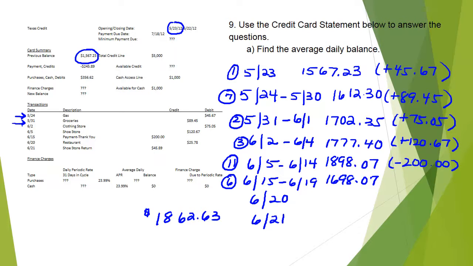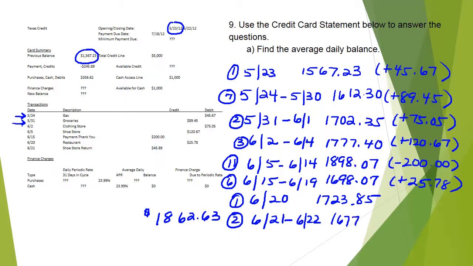And then on the 20th, I made a purchase at a restaurant, so I'm going to add that amount in, giving me a new balance until the 21st, so that's only going to be for 1 day. And my new balance is $1723.85. Now, from the 21st until the end of the cycle, which actually ends on the 22nd, so that's 2 days, I am going to have a balance of $1677.96, and that's because I received another credit of $45.89. So I must have returned something or made a payment.